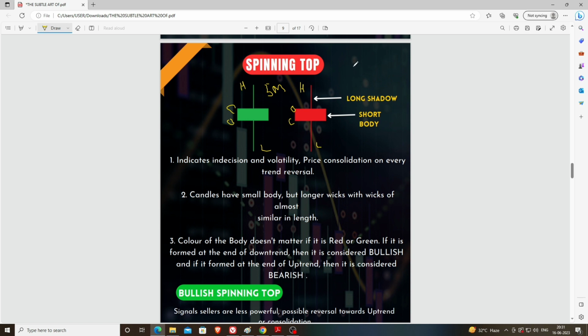And price consolidation means, for example, an uptrend is going like this, and then the price moves sideways in a particular range, say between a resistance and a support. So whenever price is moving within a particular level like this, it is known as price consolidation. Candles with a small body and longer wicks of almost similar length are the characteristics. The color of the body doesn't matter, red or green. If it is formed at the end of a downtrend, it is considered bullish, and if it is formed at the end of an uptrend, it is considered bearish.